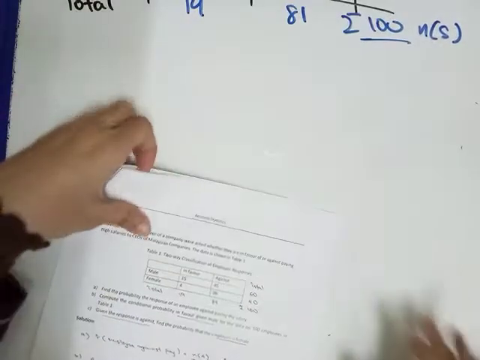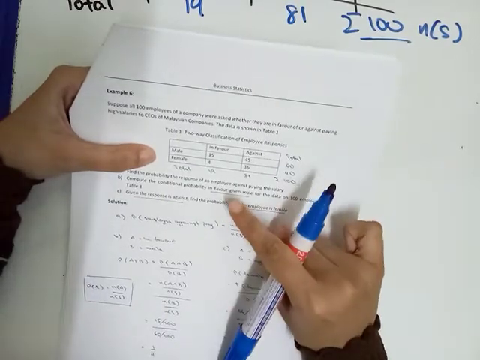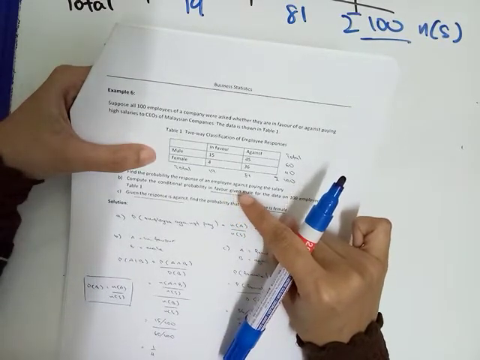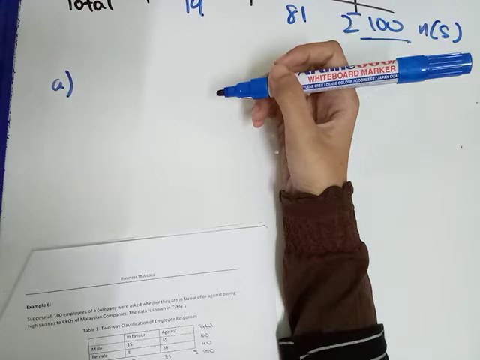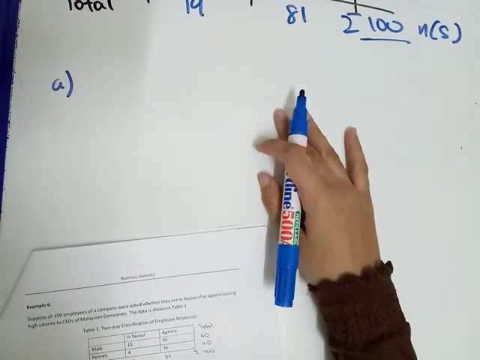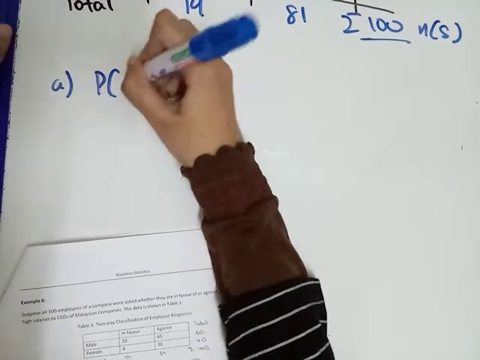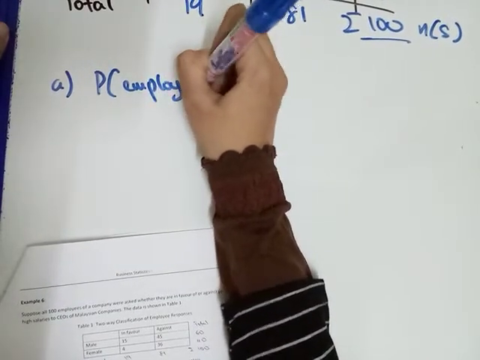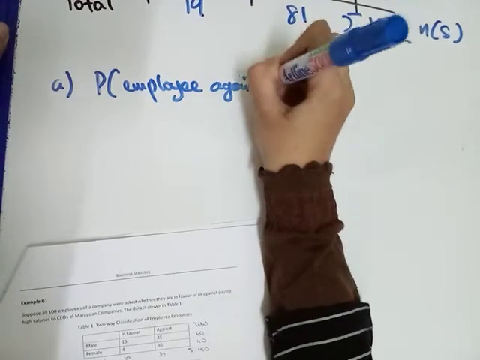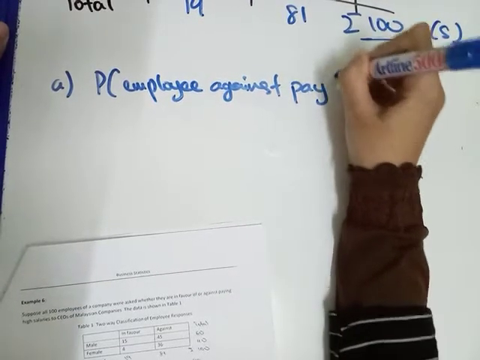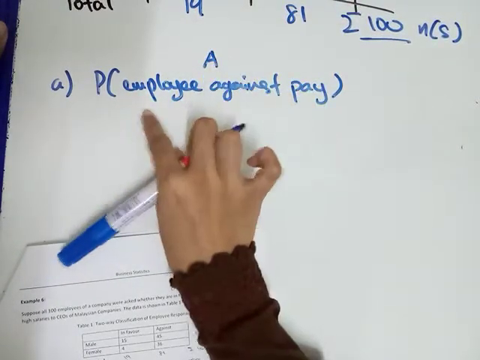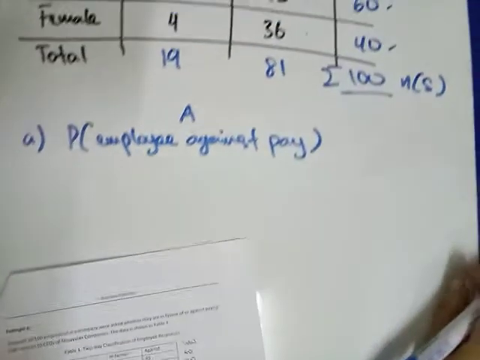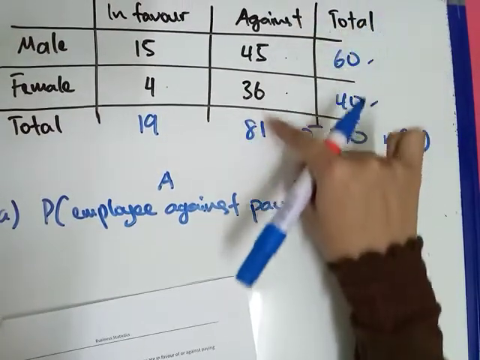And then look at A. Find the probability of the response of an employee against paying the salary. So dia nak probability of an employee against pay. Kita letkan employee against pay ni sebagai A dia. Probability of set A ni adalah employee against pay. So yang against ni yang ni.